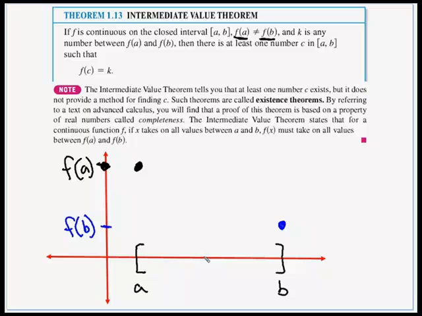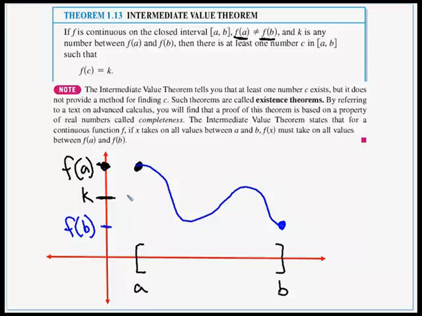So we're continuous across the closed interval from a to b. F of a does not equal f of b. They're at different heights. And we're continuous, so we can draw a graph in here however you want to connect them without lifting your pencil off the paper. It says there exists at least one number c somewhere in here. Well, let's back up. And k is any number between f of a and f of b. So somewhere between f of a and f of b, there has to be some number k. Then there exists some number c down here on the x-axis between a and b, such that f of c is going to equal k.